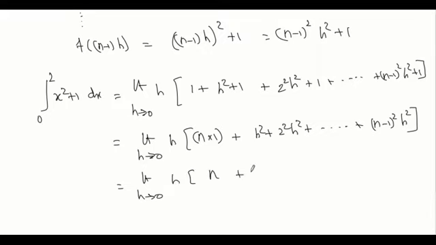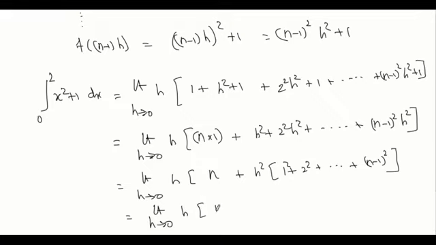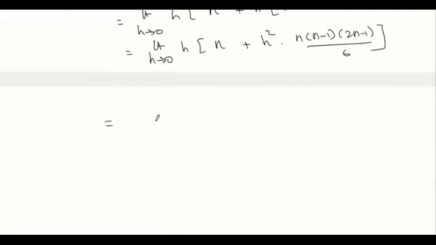Now we can take h square out. Now what will you write? 1 square, 2 square, plus etc. plus n minus 1 whole square. Children, just now I gave the formula for the sum of the squares of n minus 1 natural numbers. So limit h tends to 0 of h into this n plus h square. Here we can write n into n minus 1 into 2n minus 1 divided by 6. Okay, so now we can multiply this h inside, children.